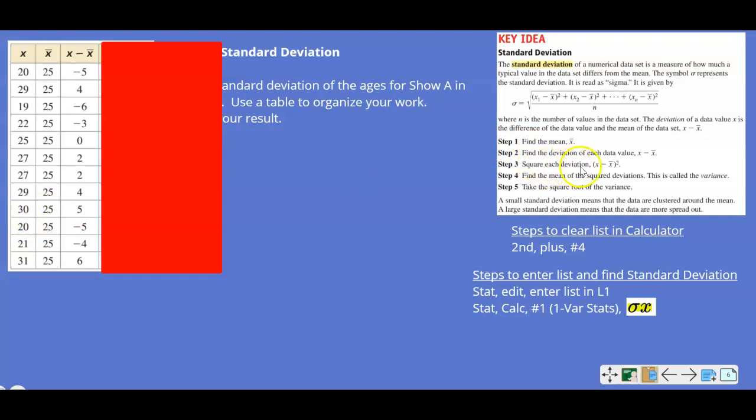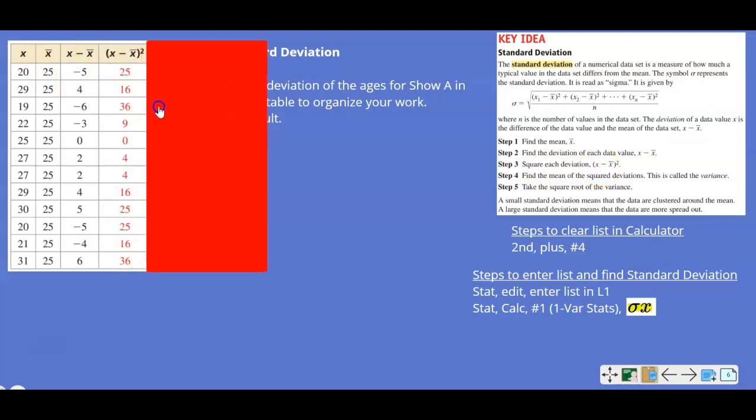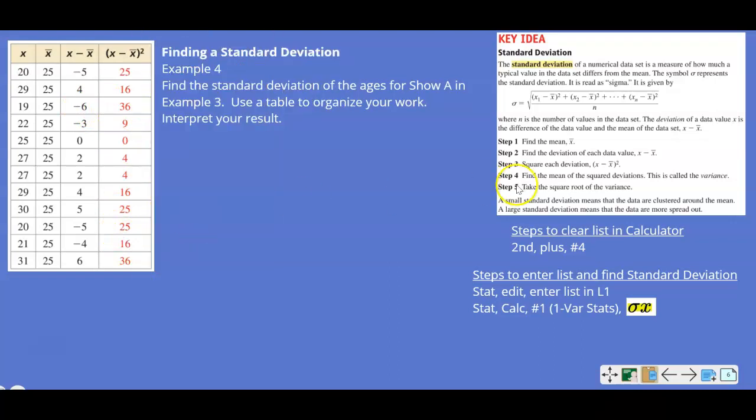And then you're going to square each one of those values. Negative 5 squared is 25. 4 squared is 16. Negative 6 squared is 36, and so on. Once you do that, find the mean of the squared deviations, so you find the average of this column. This is called the variance. Take the square root of the variance, and that gives you your standard deviation. So all of that is the steps in using this formula in order to find the standard deviation.